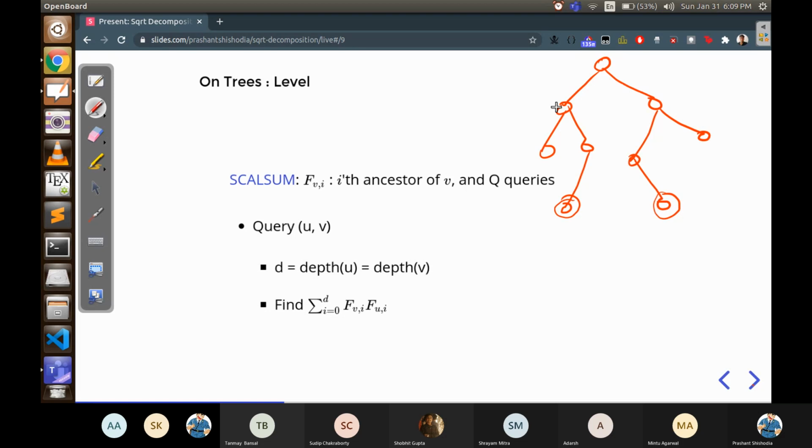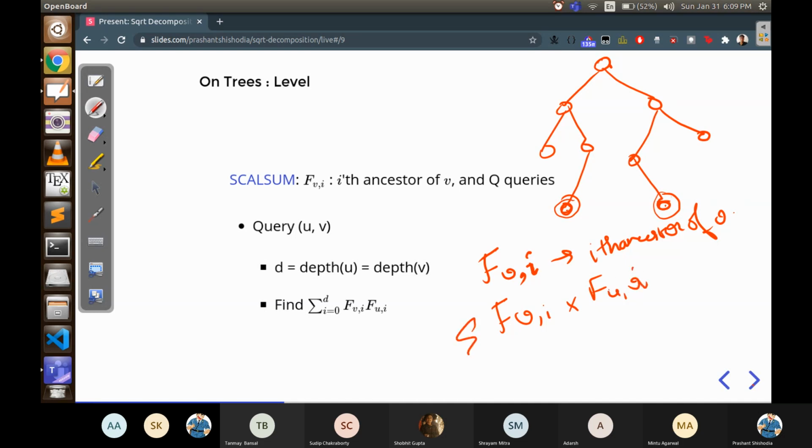Each vertex is assigned an index. If these vertices are chosen, you have to multiply their indices and find the product. And you will have to sum them all. If f(v, i) denotes the ith ancestor of v, then what you have to do is multiply their corresponding ancestors, and you have to find that sum.